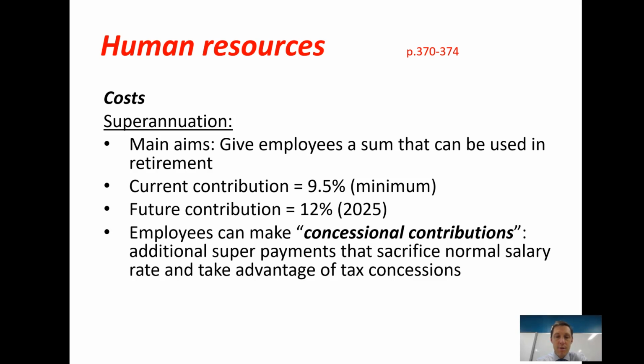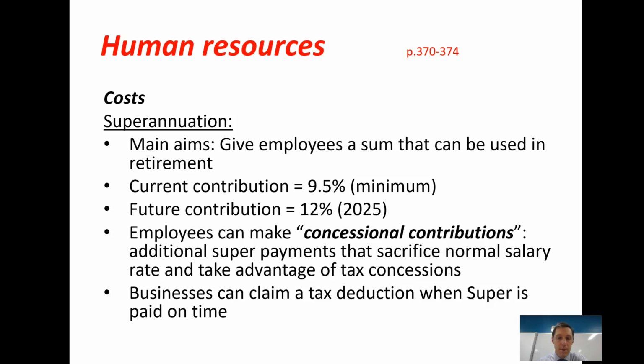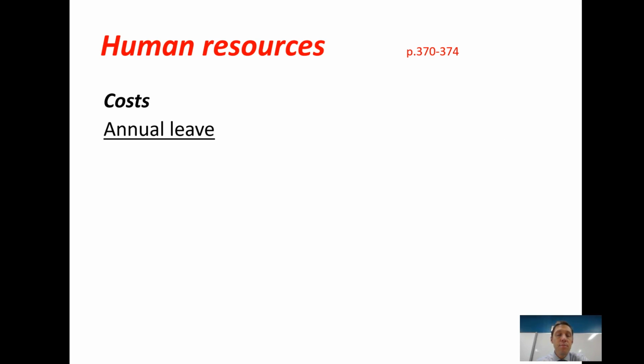Employees can make concessional or additional contributions, but that is capped at $25,000. Businesses can claim a tax deduction when super is paid on time for that payment.